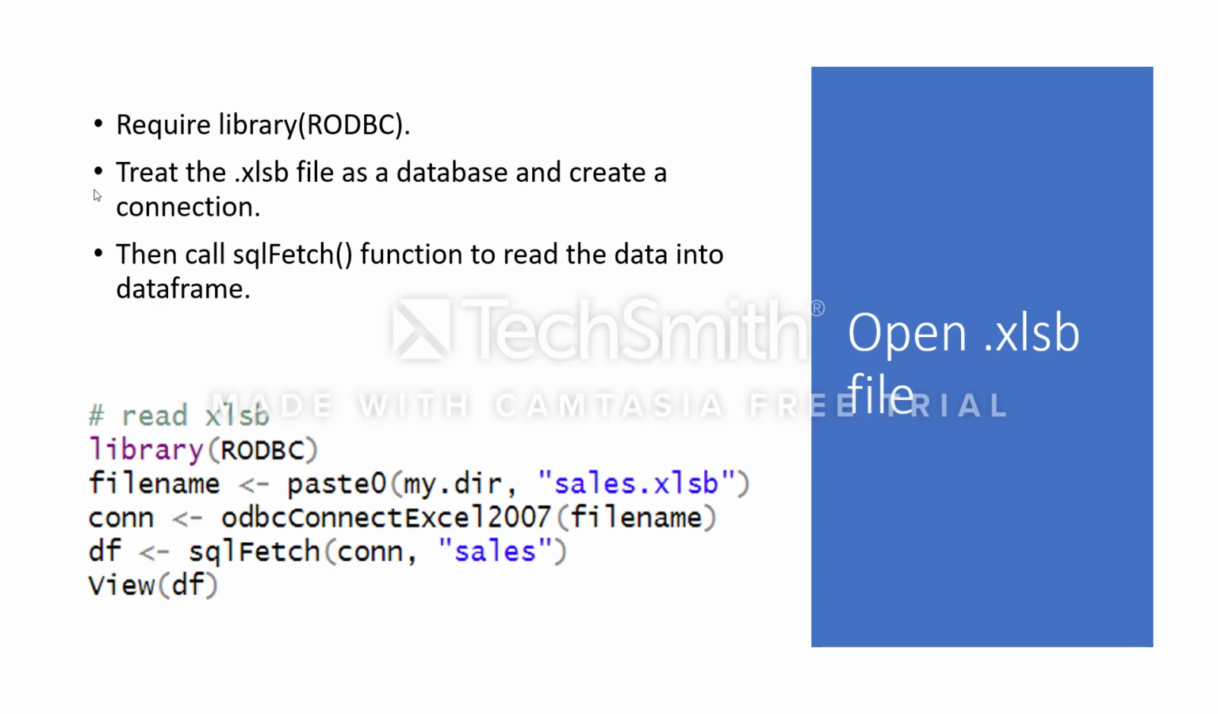For reading Excel binary spreadsheets or xlb file, we need another library called RODBC. You can easily install it on R by calling install.packages function or from RStudio's designated tab. After installing this library, we can call odbcConnectExcel2007 function that treats xlb file as a database and creates a connection. Then if we call sqlFetch function, it reads the data and saves it in memory as a data frame.